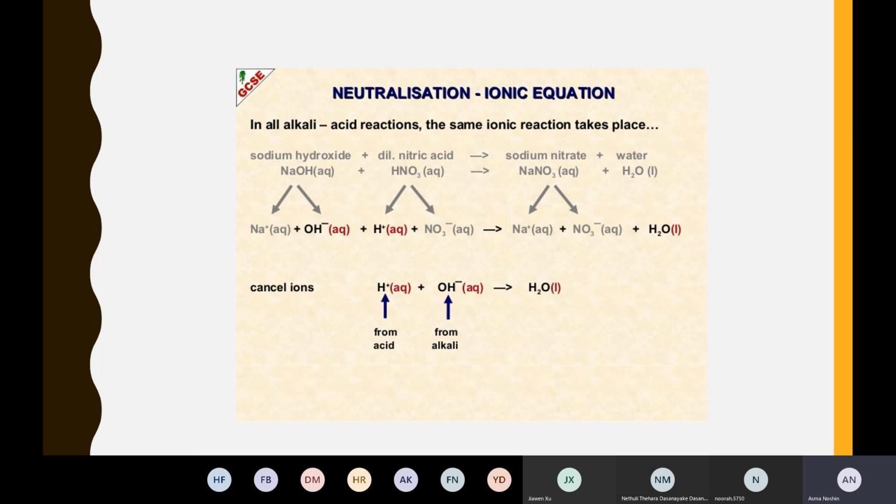And what is left now over here? We have sodium, Na+, and we have nitrate, NO3-. This positive will go with this negative, and will form a salt which is known as sodium nitrate, NaNO3, water with a salt. Okay, is it clear till here?